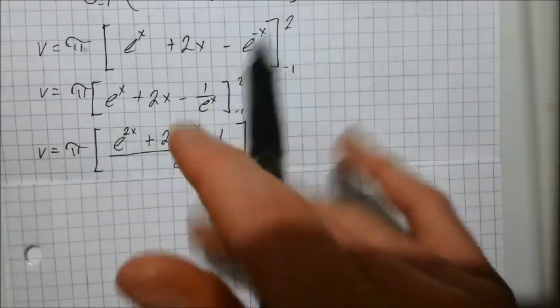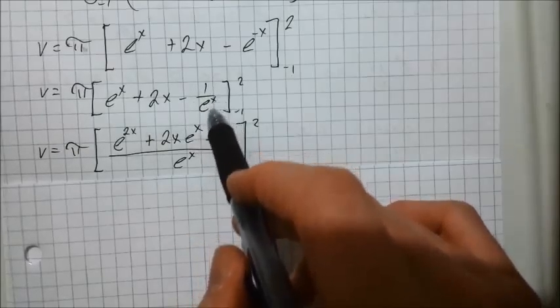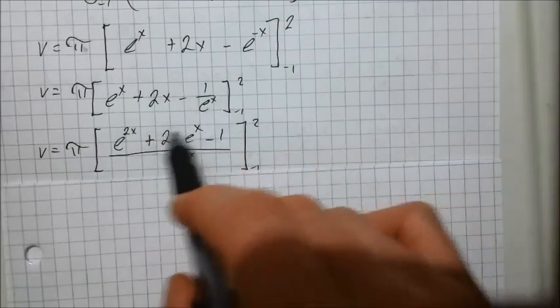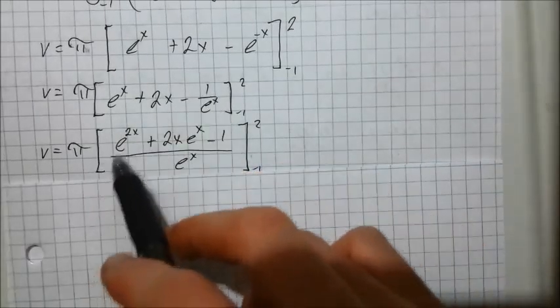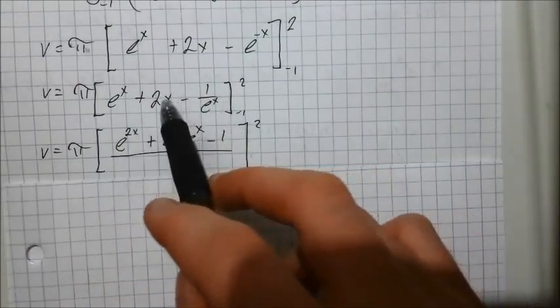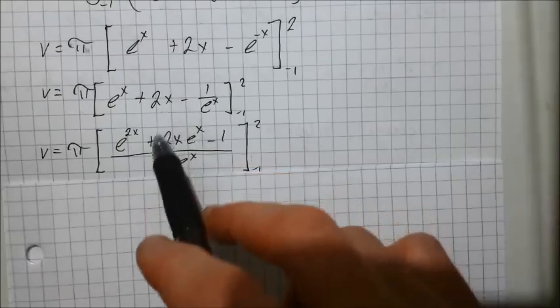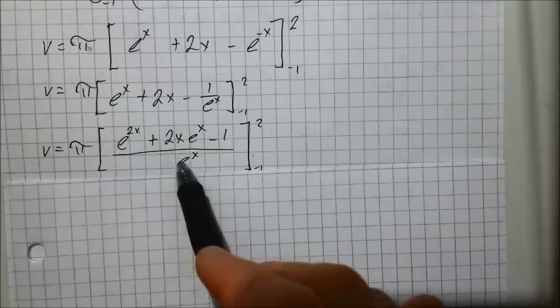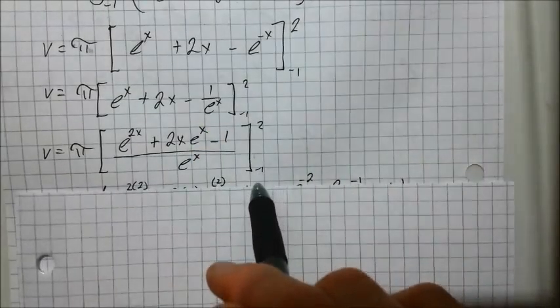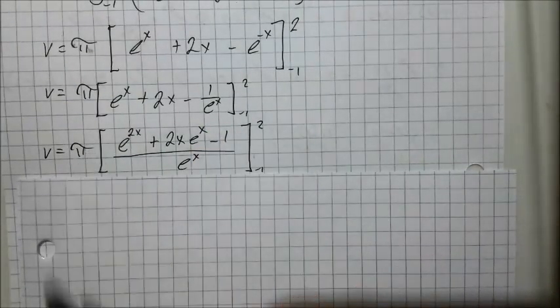If we find a common denominator, our common denominator is e to the x. And so to do this, we multiply both of these terms by e to the x. So e to the x times e to the x is e to the 2x. You add exponents. And then here, 2x times e to the x is just 2x e to the x. And you have -1 over e to the x, evaluated from -1 to 2, times pi.